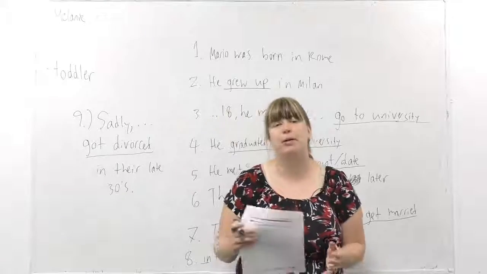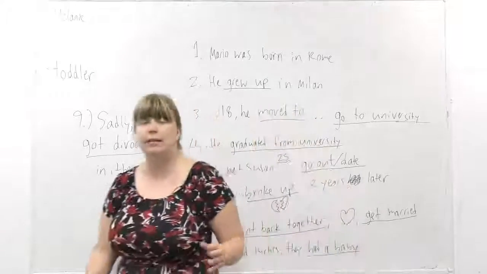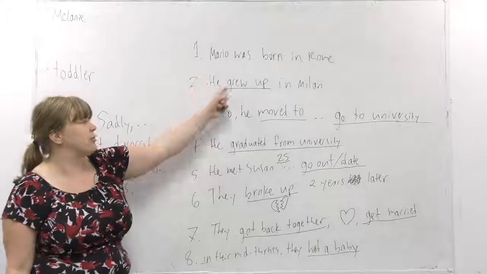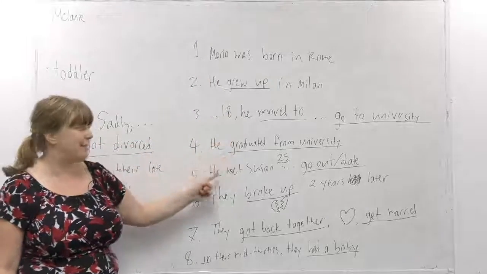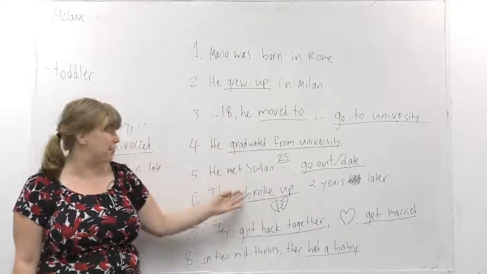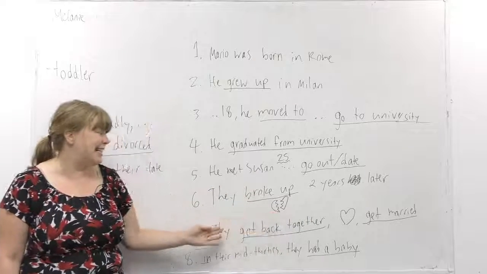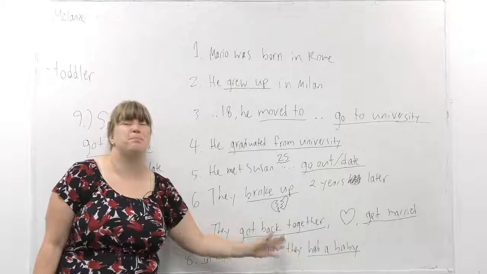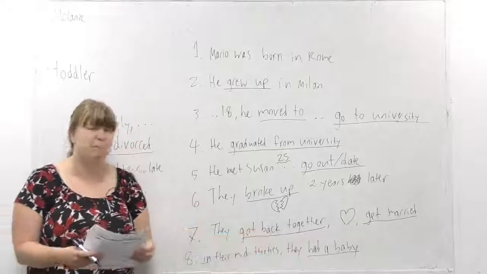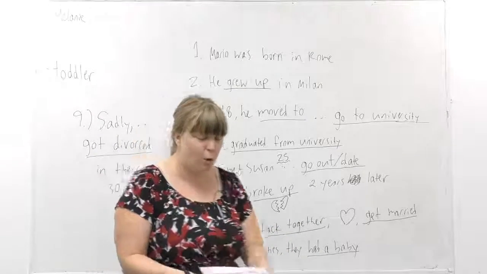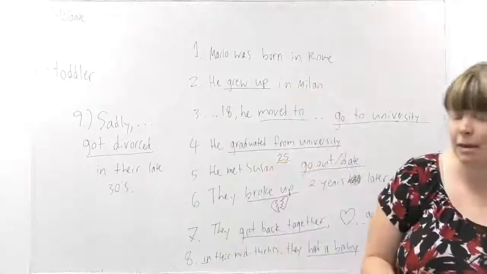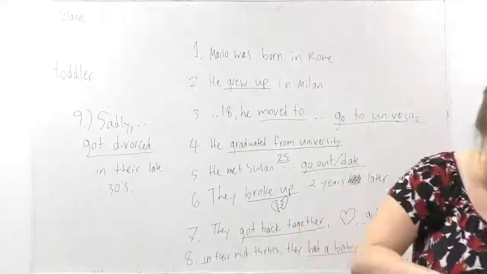It does happen though. So let's take a look at Mario's life. So he grew up in Italy and then he found a lovely lady, broke up with her, but then they get back together, get married, and then they have a baby and they separate. So it just wasn't meant to be, it seems. Poor old Mario. Will he ever find the true love of his life?